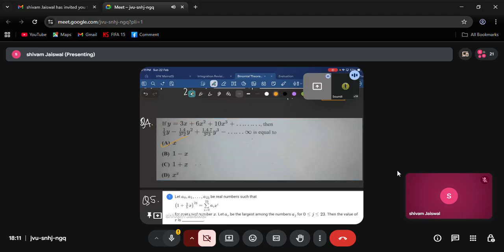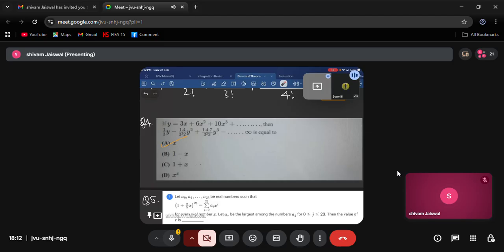So it is given y equal to 3x plus 6x square plus 10x cube plus dot dot dot, it goes on up to infinity. So try to understand this: y is equal to 3x plus 6x square plus 10x cube. What does it look like? Tell me, Shamali. Can you identify the series?